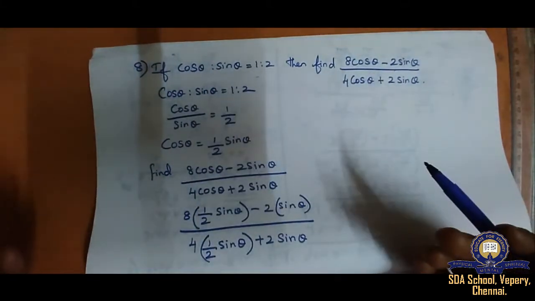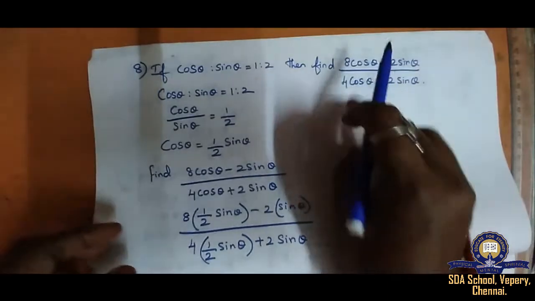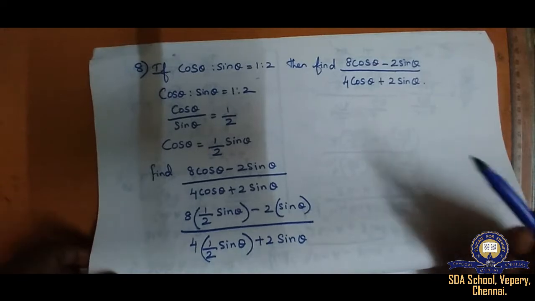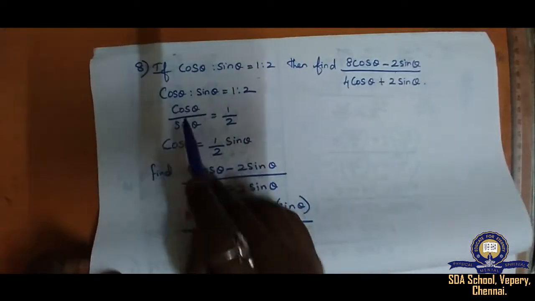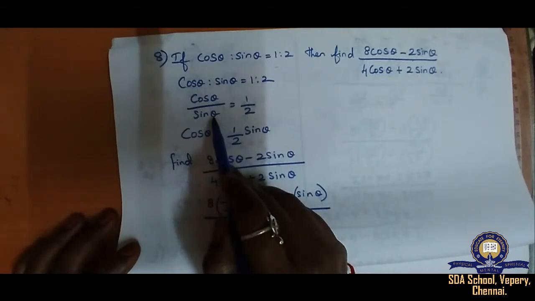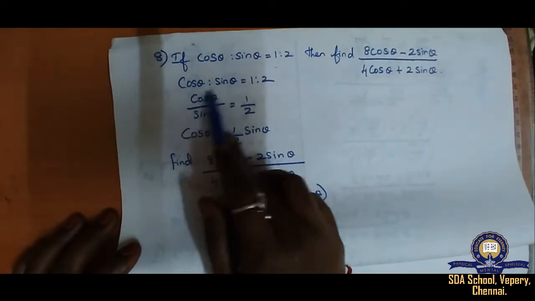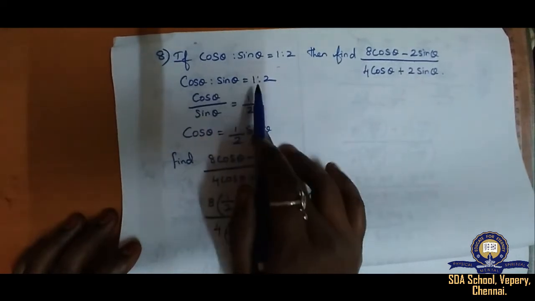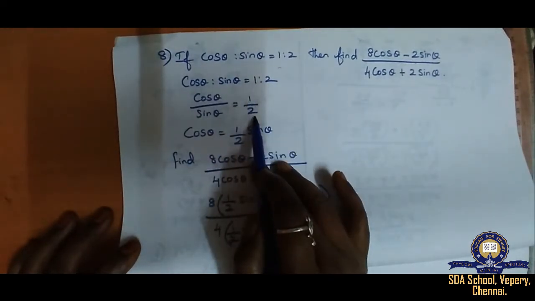So here we are not going to use the Pythagoras theorem. We are going to find the cos theta or sin theta value. Then we are going to substitute in this. So the ratio can be written as a fraction: cos theta is to sin theta can be written as cos theta by sin theta is equal to 1 is to 2, which can be written as 1 by 2.